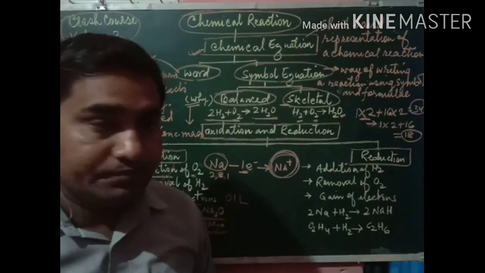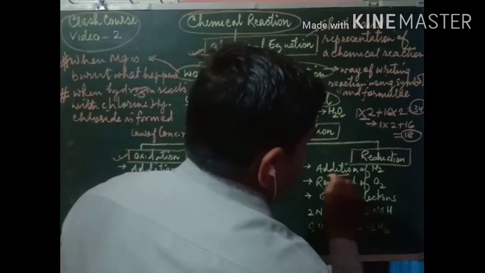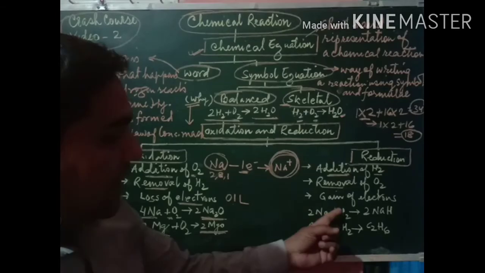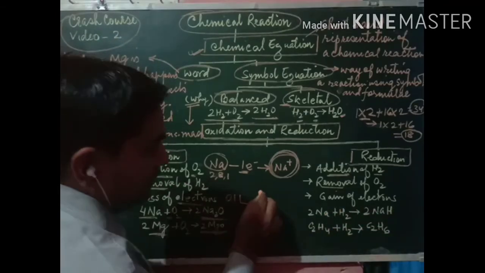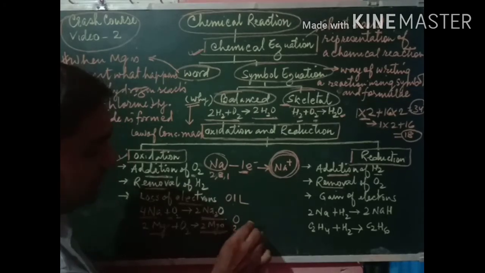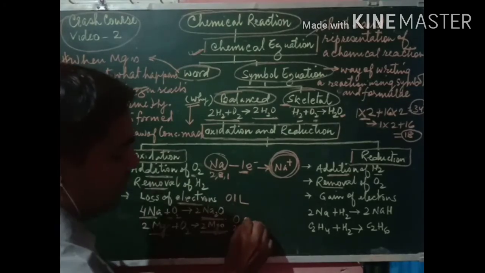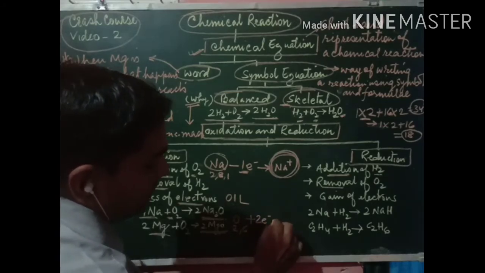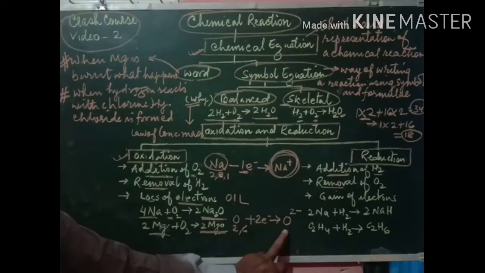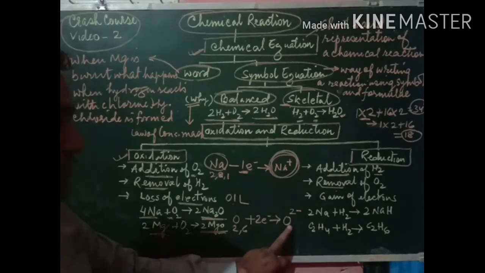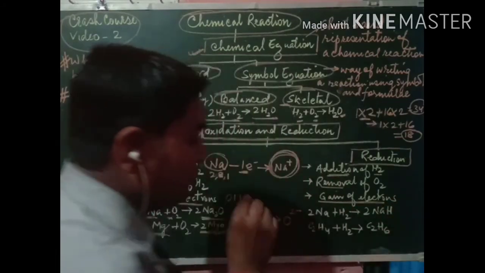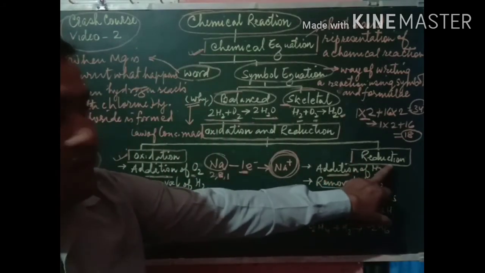What is reduction? Reduction you can simply define as the addition of hydrogen or removal of oxygen, and gain of electrons. See, if there is oxygen, so oxygen 2, 6, means 8 is the atomic number there. So it gains 2 electrons and forms O 2 negative ions. So here the reduction has taken place of the oxygen atom. Okay, students. So that's why it is said gain of electrons is also termed as reduction.